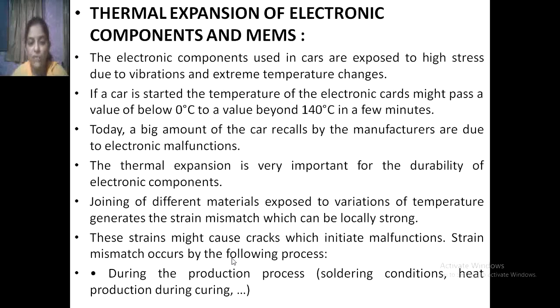Joining of different materials exposed to variations of temperature generates the strain mismatch, which can be locally strong. These strains might cause cracks, which initiate malfunctions.